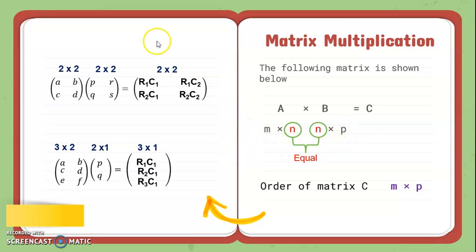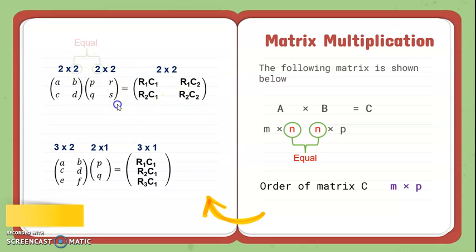Let's try some examples. We have two matrices, a 2 by 2 matrix and a 2 by 2 matrix. Look at the middle number. As you can see, the middle number is equal, so the order of the product should be 2 by 2. The next step, to make it easier, is to write down the positions. Since it is a 2 by 2 matrix, we have 4 numbers: row 1, column 1, then row 2, column 1, row 1, column 2, and then row 2, column 2.